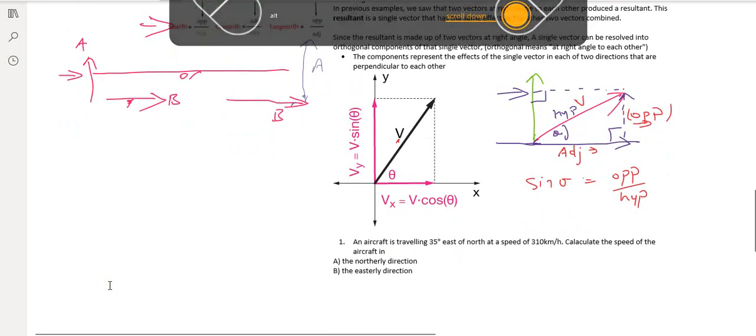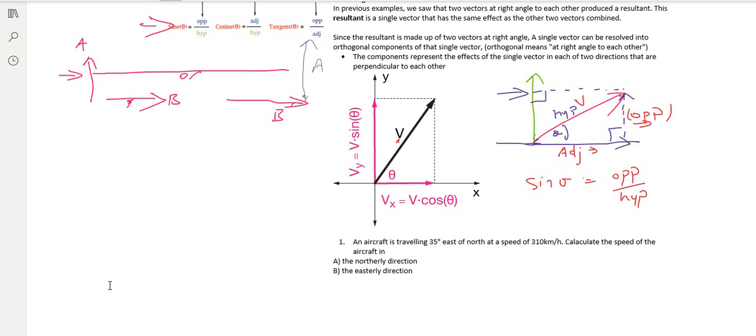Now, let's just make the opposite become the subject. So sine theta times the hypotenuse, in this case, which is v, is equal to the opposite. So with that being said, the opposite, or the vertical vector, is going to be v, which is the value of the actual vector here that we're looking at, times sine theta.